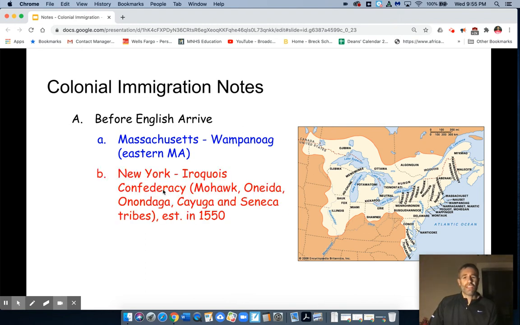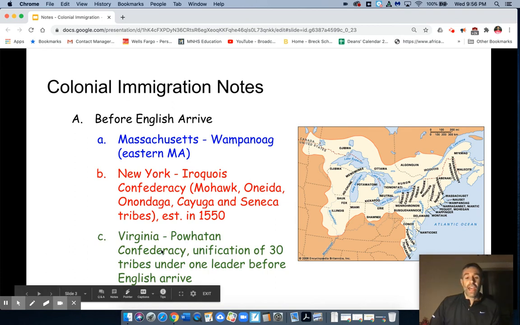We also have the Iroquois Confederacy, a unification of 5 tribes right along Lake Erie. And this is going to play a big role when there starts to be expansion westward of Europeans moving westward. And they come in contact with this very strong confederacy, which was formed in 1550 and is believed to be the first democracy in what we now call the United States. So before the Declaration of Independence and the Constitution.